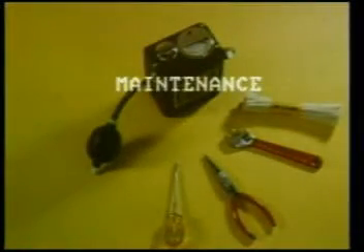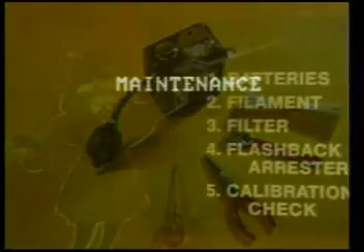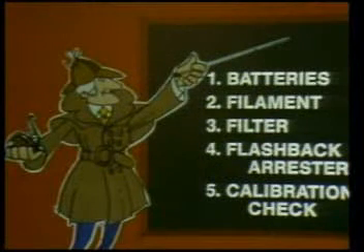Routine maintenance of the Explosimeter Model 2A isn't complicated. The only tools you'll need are a screwdriver, long-nosed pliers, crescent wrench, and pipe cleaners. The most common maintenance jobs involve the electrical system, replacing the batteries and detector filament, and the flow system, replacing the filter and flashback arresters. In addition, you'll have to check the calibration of the instrument. Let's start with the batteries.